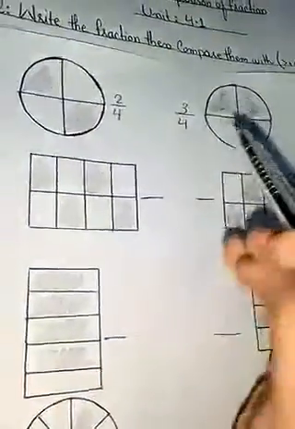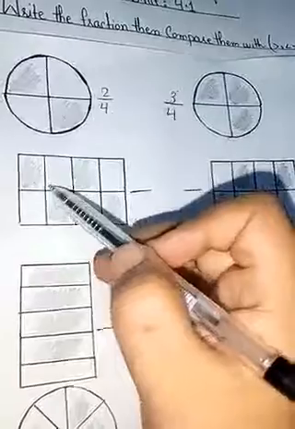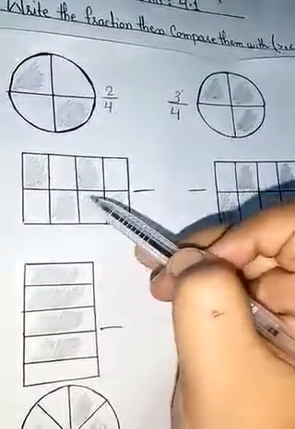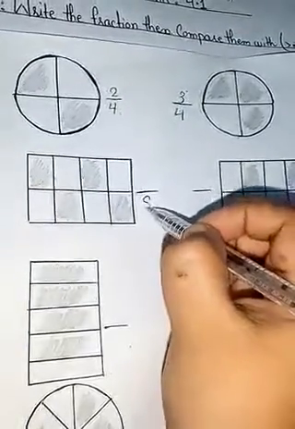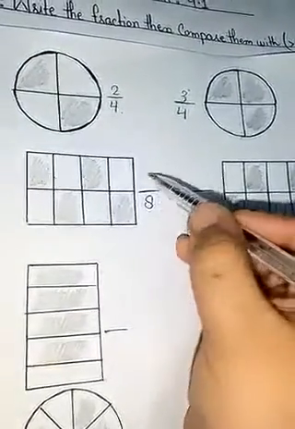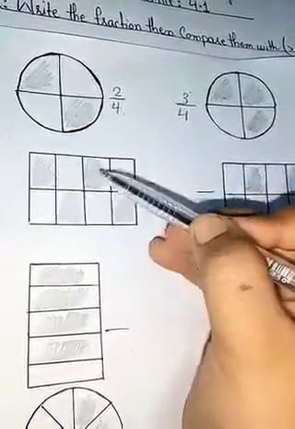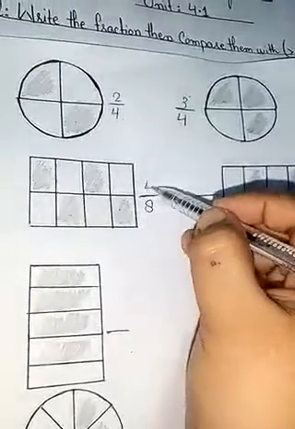Now in the second diagram we have a rectangle and it is divided into 1, 2, 3, 4, 5, 6, 7, 8 parts. So the denominator is 8 and in the numerator we have to write the shaded parts, which are 1, 2, 3 and 4. So the numerator is 4.